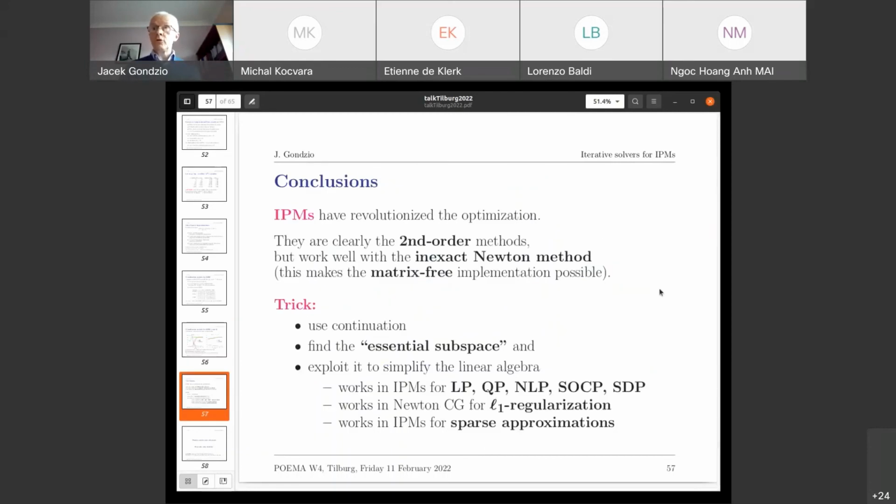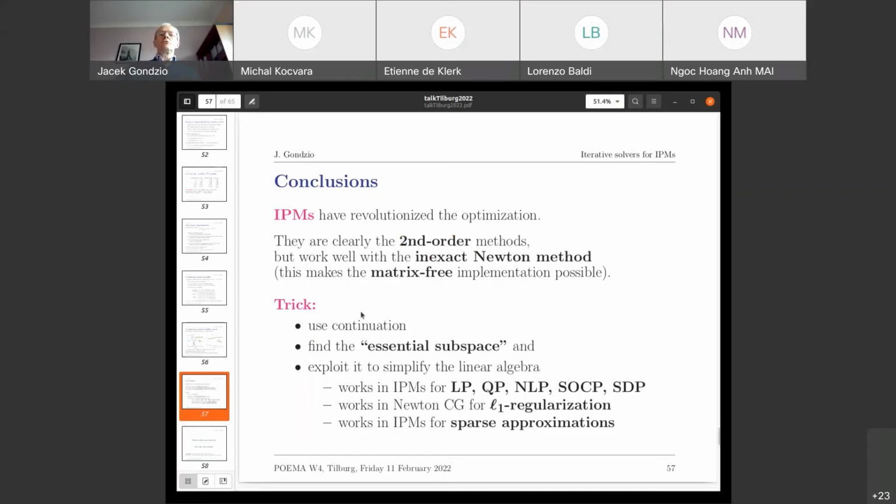But I've been pushing your patience for quite a while, so let me get to the conclusions of my talk. I'm certainly fascinated by how interior point methods have changed the area of optimization. They really produced something like a little revolution. And they are, of course, second order methods. They do rely on Newton method, but the point is we do not have to use exact Newton method. We can allow ourselves a lot of flexibility in playing with inexact method and still deliver high quality solutions.